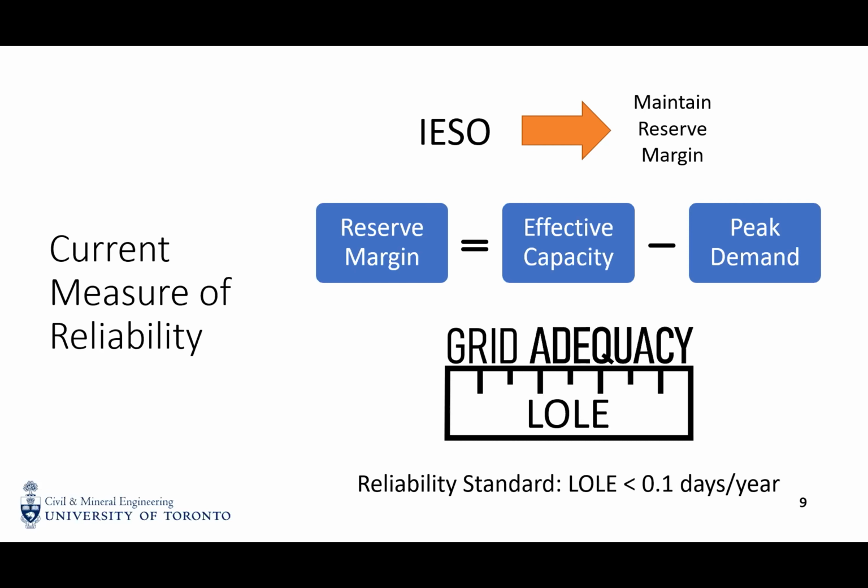It is defined as the average number of days per year where supply is insufficient to meet demand. So power authorities have to meet a certain LOLE reliability standard of less than 0.1 days per year, or 1 day every 10 years. The IESO calculates this annually with a probabilistic assessment using historical weather data, and currently does not account for the scope of climate change.